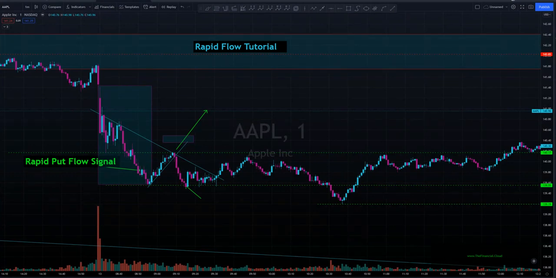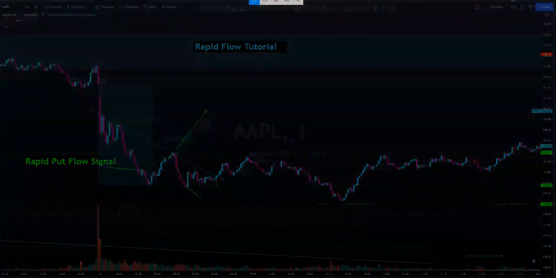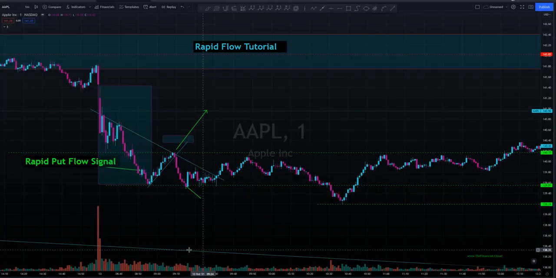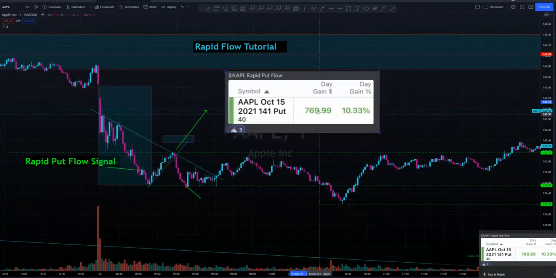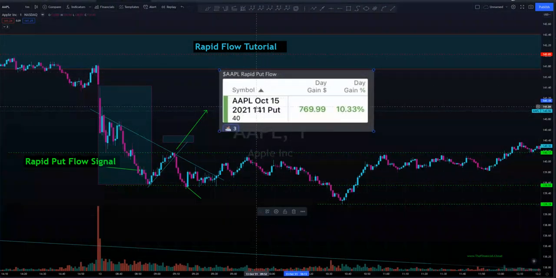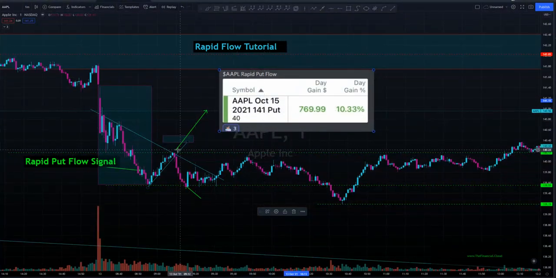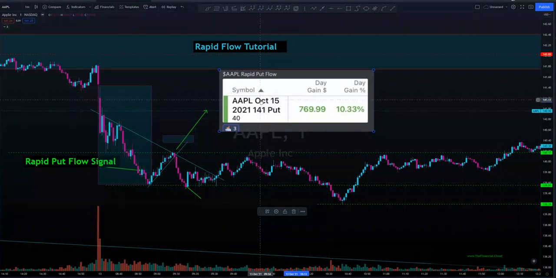If you have any questions, hit me up in the Discord. I wanted to show you one real quick. You may think there wasn't much profitability here, but this was actually a screenshot on this alert. This was the Apple rapid put flow alert that came out today. Looks like he went a little more in the money with the 141 instead of the 140, but he did take the Friday expiration and he did make 10% on this. So even though this was only a 40 cent drop, he still made 10% on this very easily.